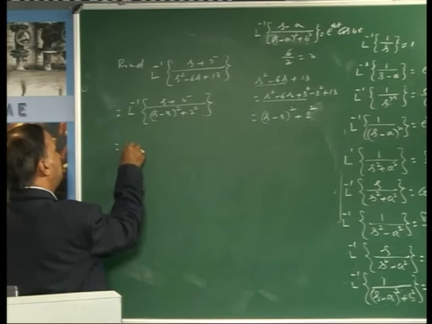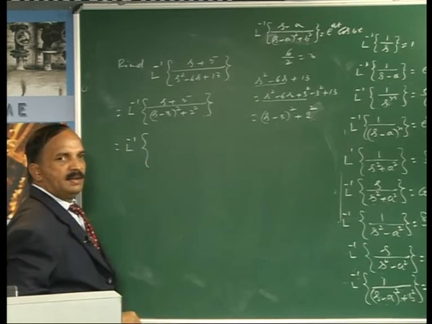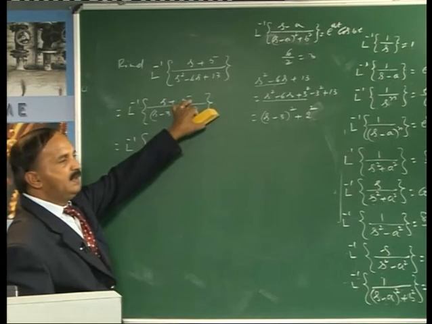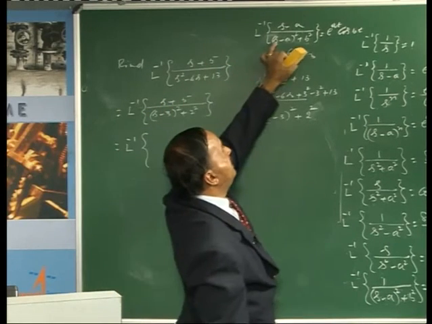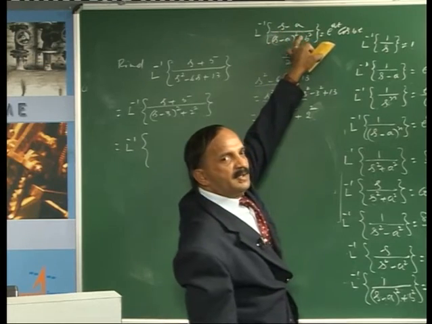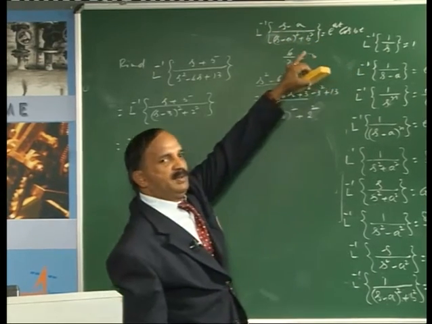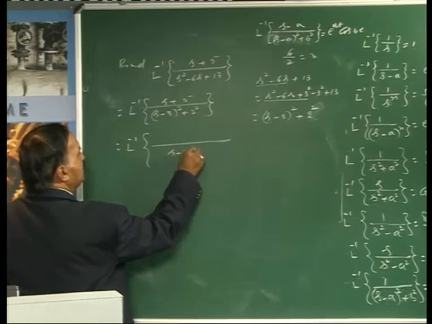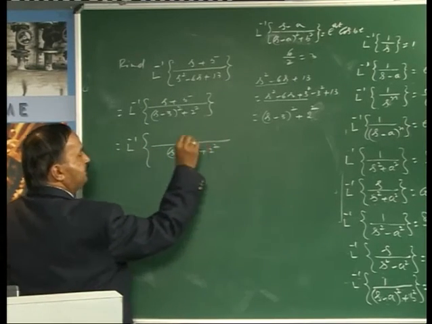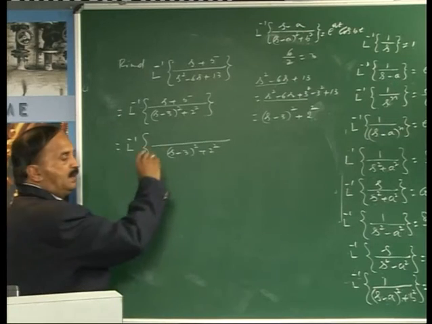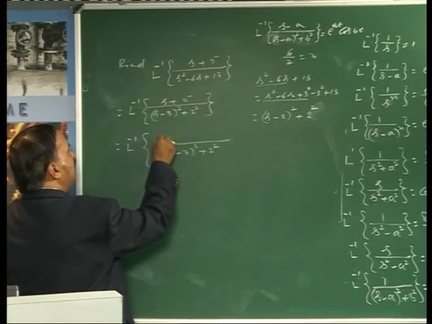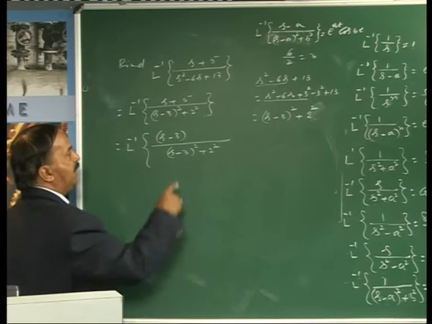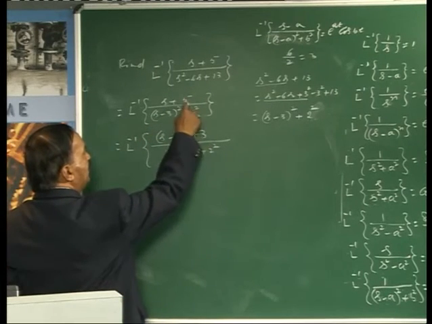That is equal to L inverse of, here this is S minus 3, but this is S plus 5. In the formula you observe S minus A, this is also S minus A, then only it is possible to use that formula. So now you write the denominator as it is, S minus 3 whole square plus 2 square. And in place of S, you write S minus 3. And here minus 3, write plus 3, write here plus 5.